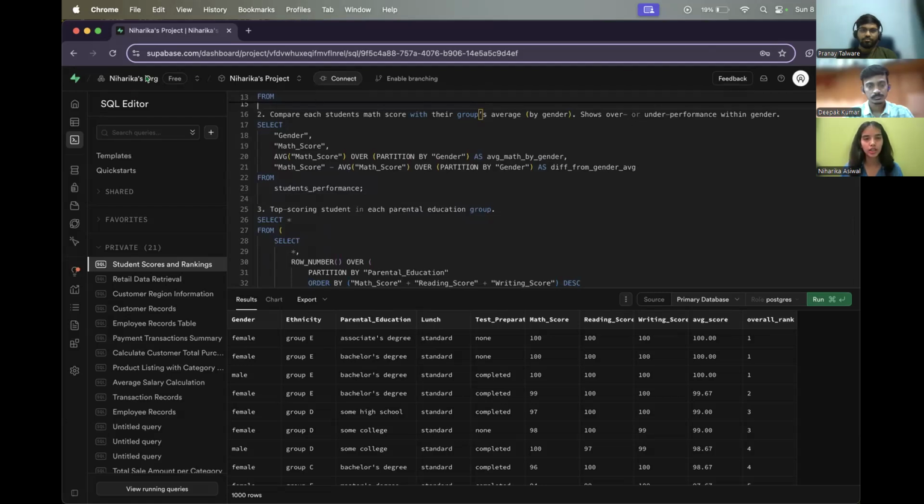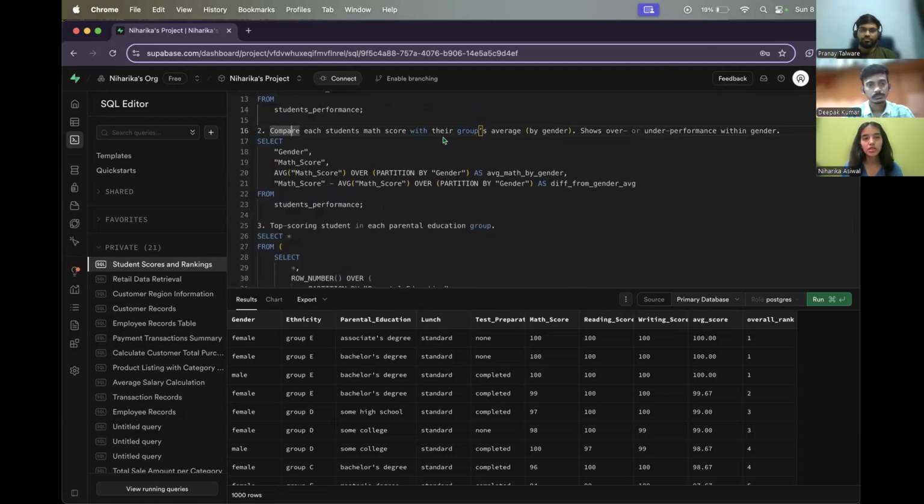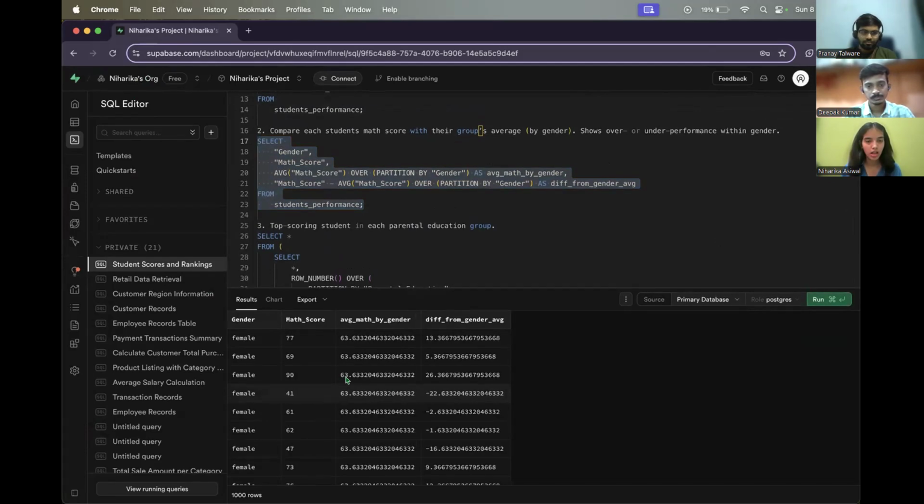Now for the second query, I picked compare each student's math score with the group's average. What this basically does is calculate the average score by gender, like what the average math score was for males and females, and then compares a particular student with their gender. Suppose Pranay is a male, it will compare his score with all of the other males in the group. I will quickly run this query and show you the results. So if this student scored a math score of 77, but their average math by gender score was 63.63, this is higher than average.